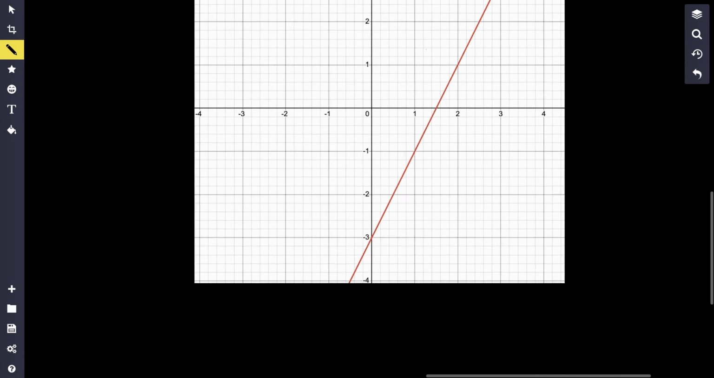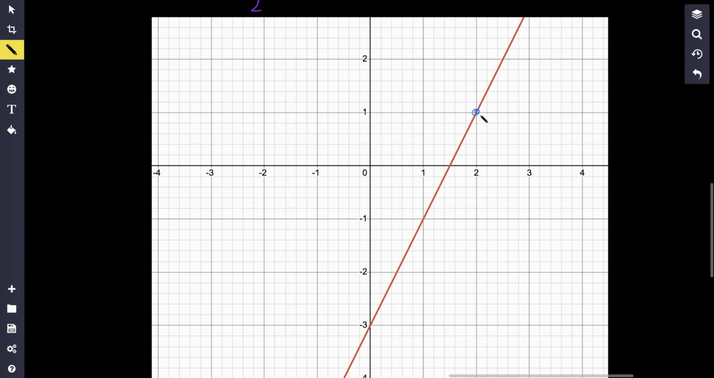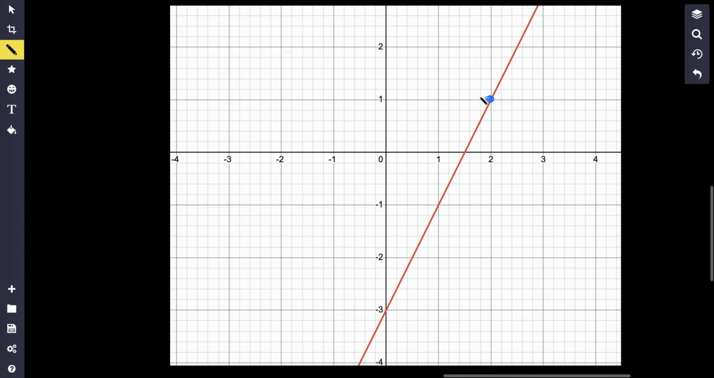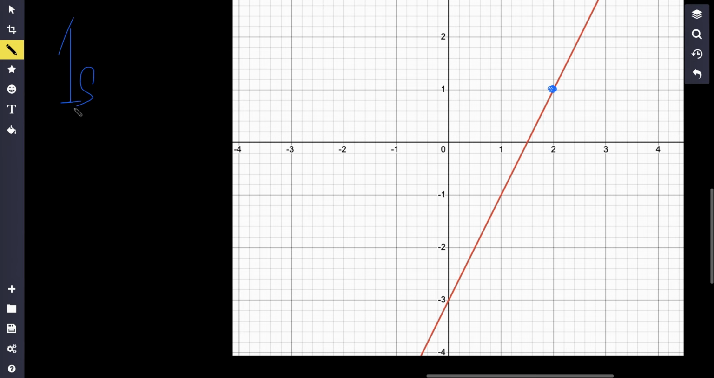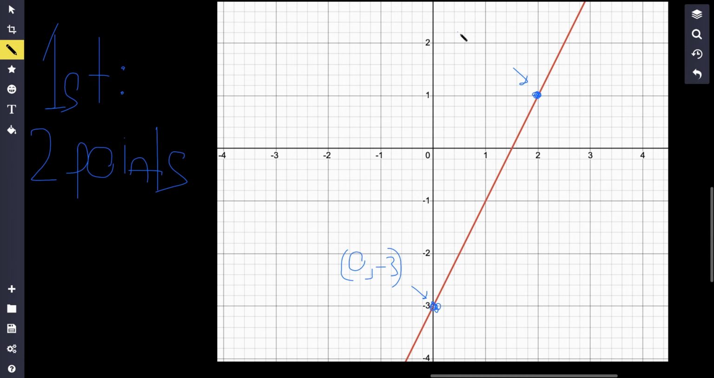All right, so here we go. Let's do another example. Whenever you're given a line, the first step you want to do is identify 2 points on the line. So first of all, you've got to find 2 points on the line. It could be any 2 points, but to make your life easy, I'll just choose very simple points. So this point right over here is 0, -3. And this point right over here is 2, 1.